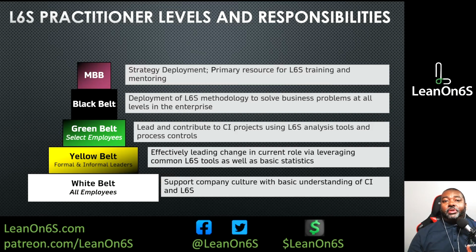And then the highest level is going to be your master black belt. So these are your Mr. Miyagis. These are the individuals in your enterprise who are going to be helping to grow and develop your yellow belts, your green belts, and your black belts. And they do that typically within a training program that is well aligned with the enterprise's strategy from a problem-solving standpoint. So those are your respective roles and responsibilities within Lean Six Sigma.